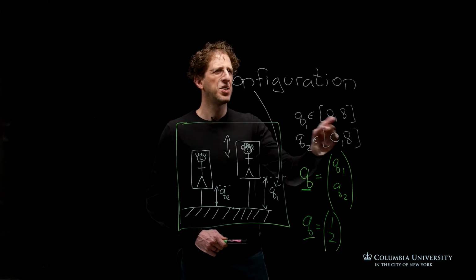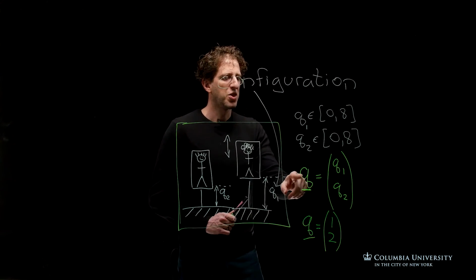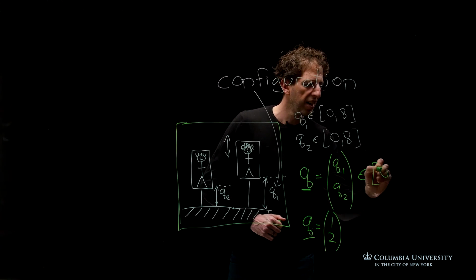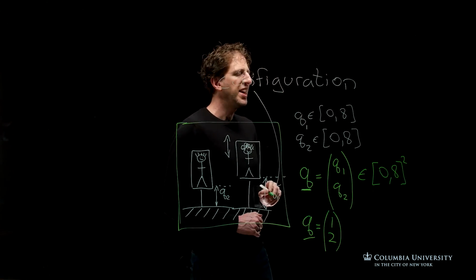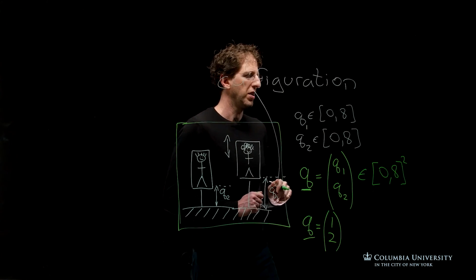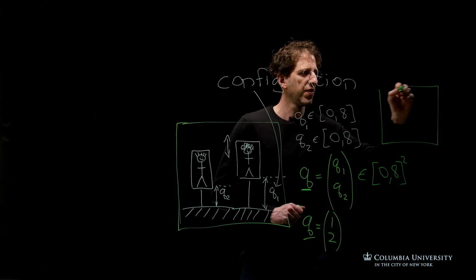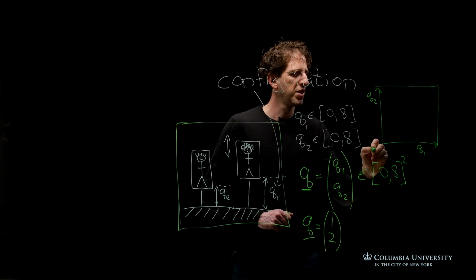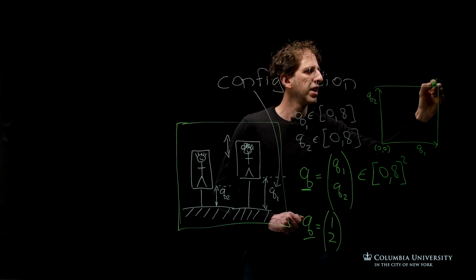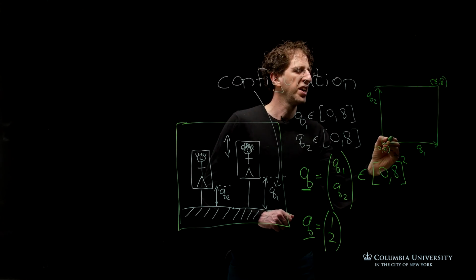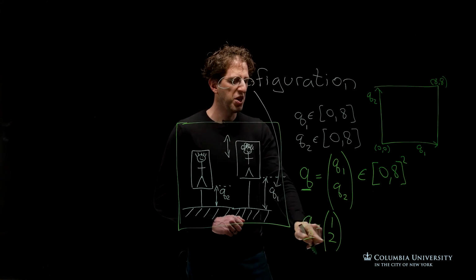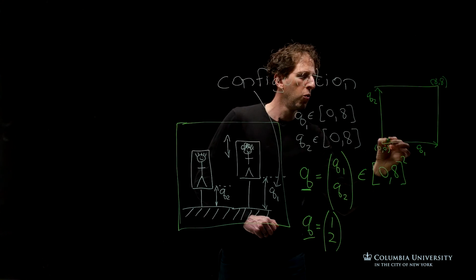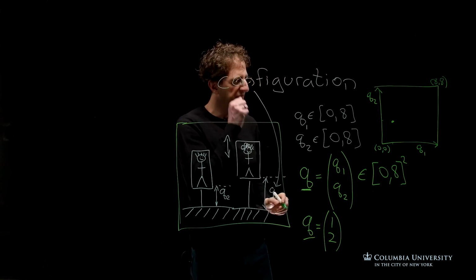Now, Q1 can go in the range of 0 to 8, and Q2 can go in the range of 0 to 8. So what's the valid range for this vector valued Q? Well, it's going to be the square of ranges from 0 to 8. So if I think of this axis as Q1, and I think of this axis as Q2, and this is the point 0, 0, this is going to be the point 8, 8. And so as Q1 increases, I move this way. As Q2 increases, I move that way. And so when the first elevator is at height 1 and the second elevator is at height 2, I can think of this as the point 1, 2 in my configuration space.